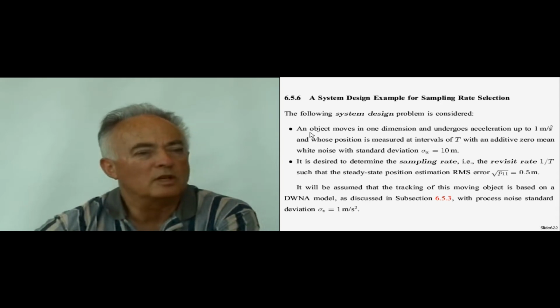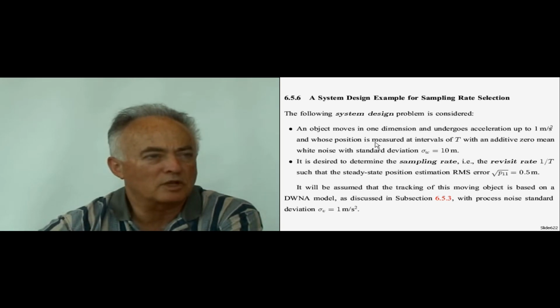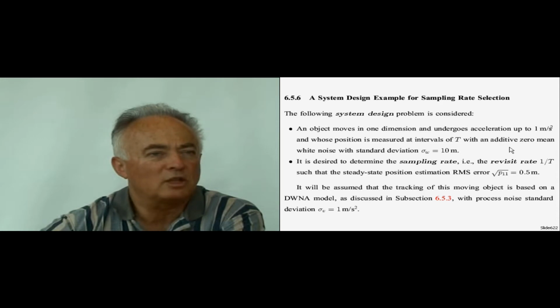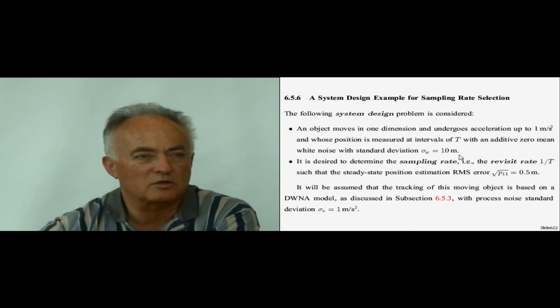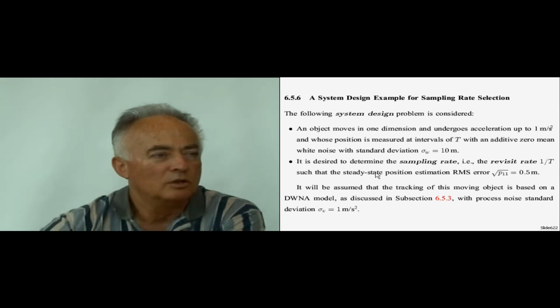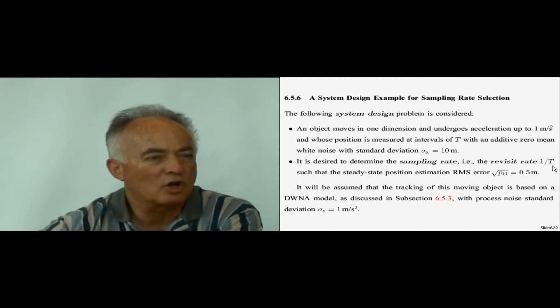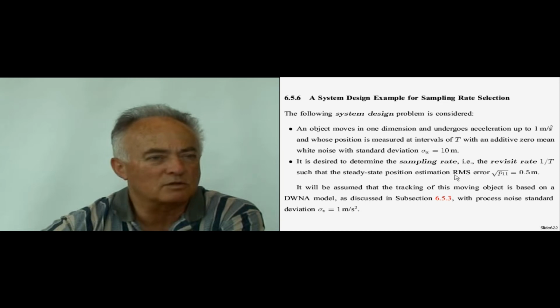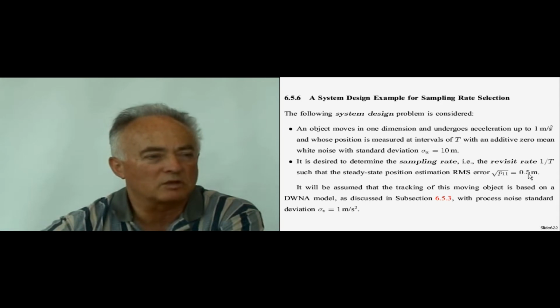So what we assume is we have an object that moves in one dimension and undergoes an acceleration up to 1 meter per second square, and the position of this object is measured at intervals of T with an additive zero mean white noise with standard deviation sigma w, 10 meters. So this is the RMS measurement error, that's the sensor accuracy. We'd like to determine the sampling rate or revisit rate, that's 1 over T, such that the steady state position RMS error be half a meter. So the square root of P11 should be half a meter.